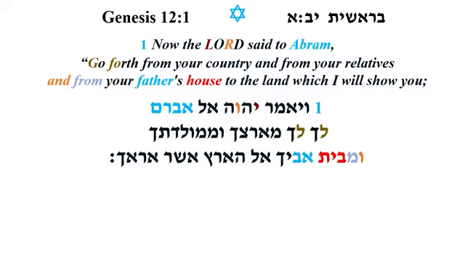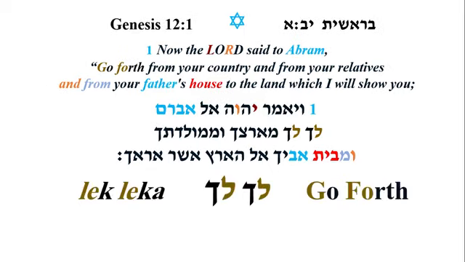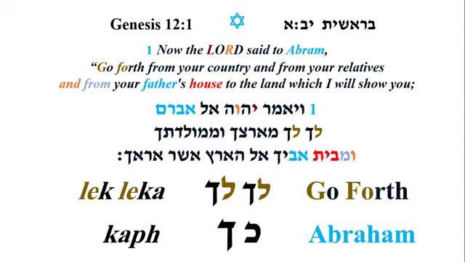Genesis 12:1. Now Yahweh said to Abram, Go forth from your country and from your relatives and from your father's house to the land which I will show you. In the Hebrew, when he says go forth, he says lek leka. It's a word that's repeated, okay? And notice that lek leka, it's the same word. They end in kaf, both of them, okay? So you've got double words repeated, both ending in kaf. So the kaf Sofit represents Abraham.